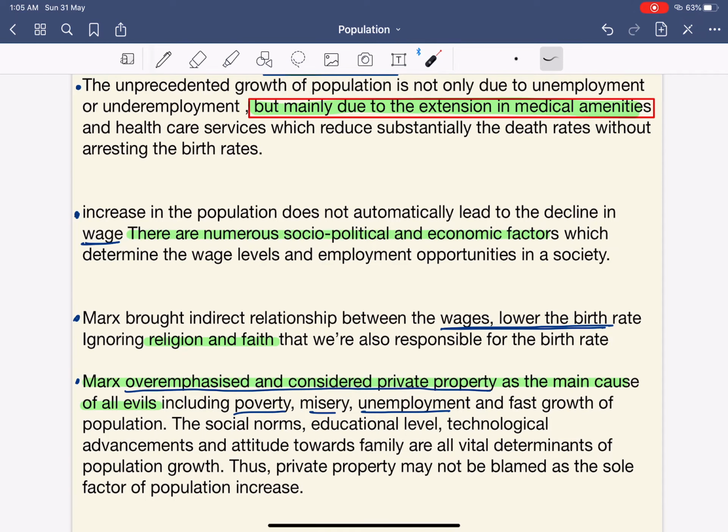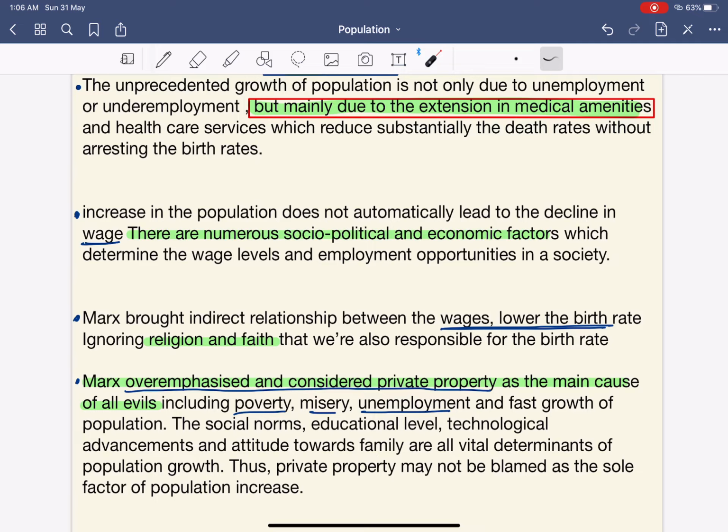Next, increase in the population does not automatically lead to decline in the wage. Marx says that if the population increases, the wage will decline. But this is not the case. There are other socio-political and economic factors. Let us say a software engineer who is well educated will get better job opportunities than a laborer who is not that well educated. Means a laborer, let's say, never got a chance to go into the university.